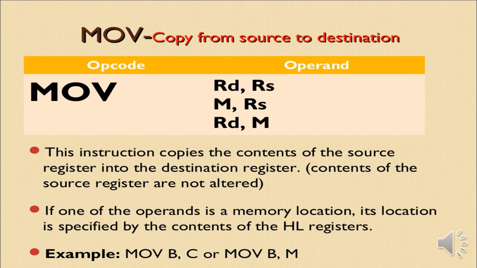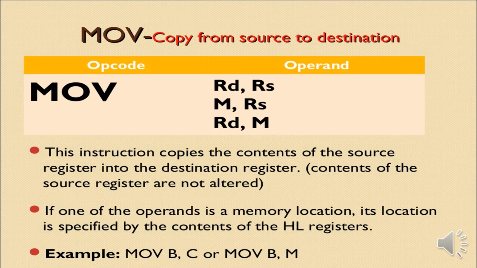Second, MOV M, Rs. Here the source register may be the accumulator, so MOV M, A. The accumulator is also called the A register. The A register value is stored into the memory location. M is nothing but the memory content, a 16-bit address, which is pointed to by the HL register pair.